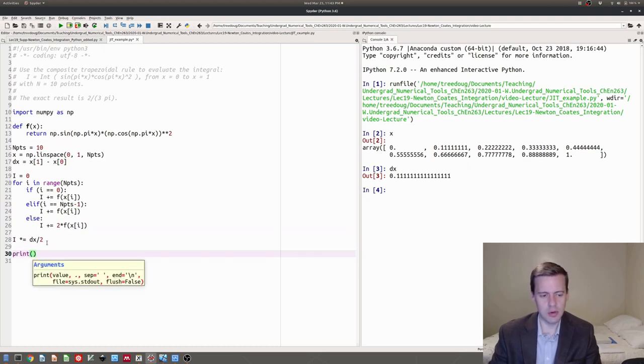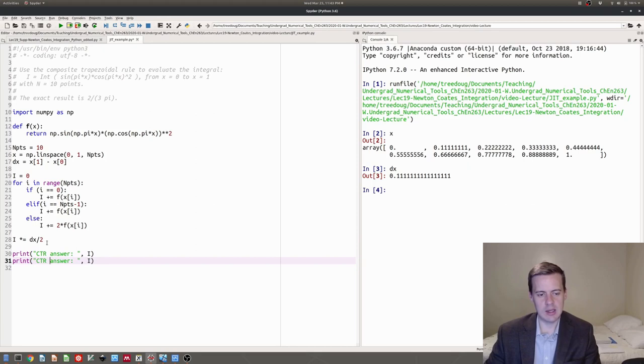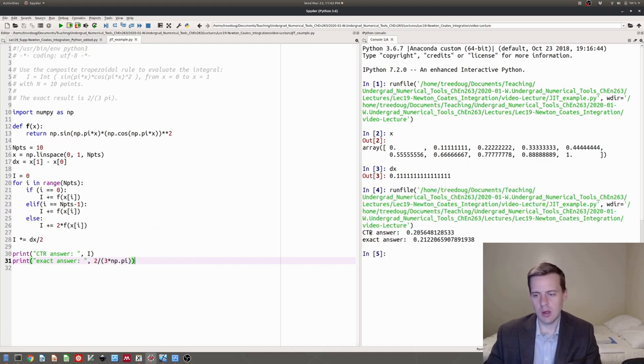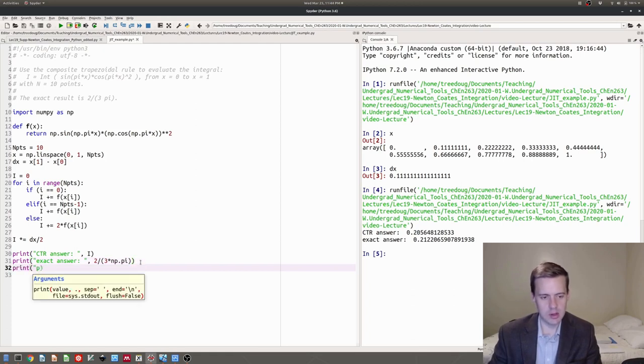Okay, so now I can print, let's see, the composite trapezoidal rule answer, and that will be I. And I can also print the exact answer, which is 2 divided by 3 times pi. Make sure my parentheses are okay, and run the thing. Okay, and I get an answer, and it's 0.21. It's pretty close. I could look at the difference if I wanted. So I could print the percent error.